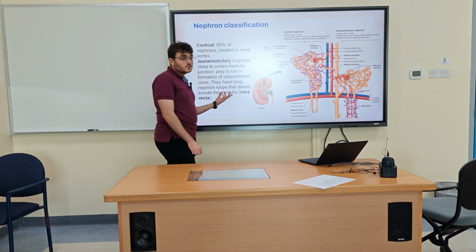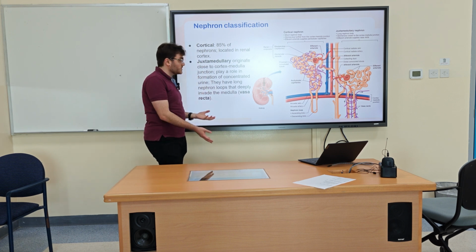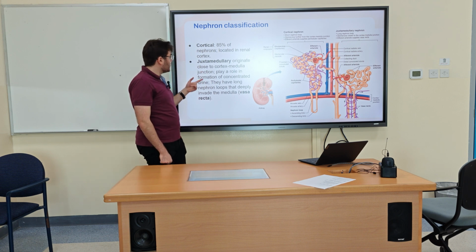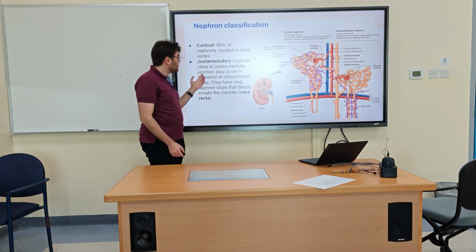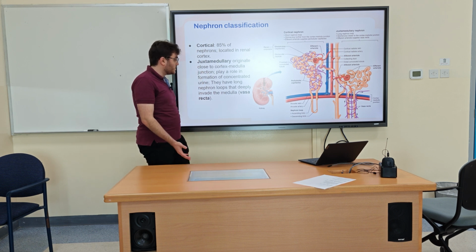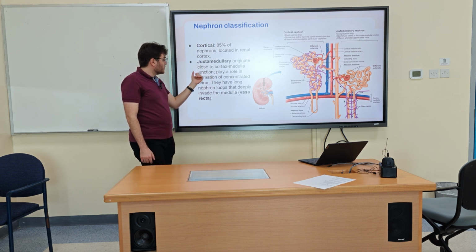Okay, now we also have 2 types of nephrons. We have cortical, as the name suggests, they're found in the cortex of the kidney, and juxtamedullary, also as the name suggests, juxta meaning near, and medullary referencing the medulla. So they originate close to the cortex medullary junction.